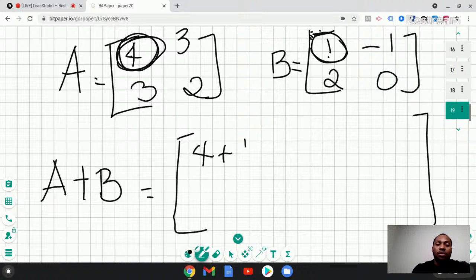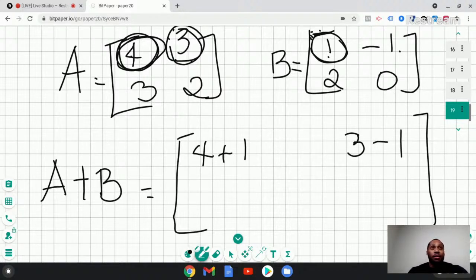So 4 plus 1. We're done with this entry, right? Now let's stay on the first row, but we're in the second column. First row, second column, 3, -1. So 3 minus 1, right?